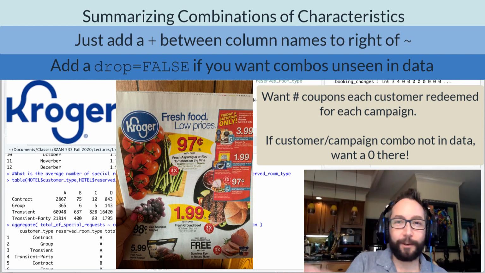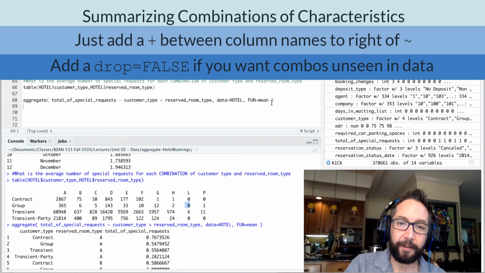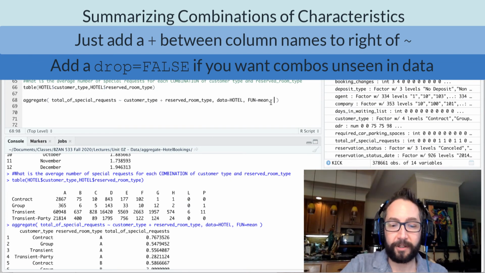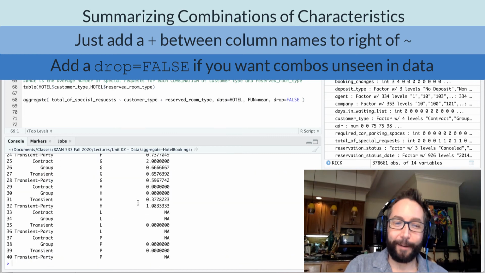So here's what we can do. Easy enough to do in R. If we want to see all combinations, even if we haven't seen them in the data, we're just going to say drop equals false. There we go. So now we have all 40. Notice we have NAs. R is very helpful here, and it says, hey, I didn't see this in the data.